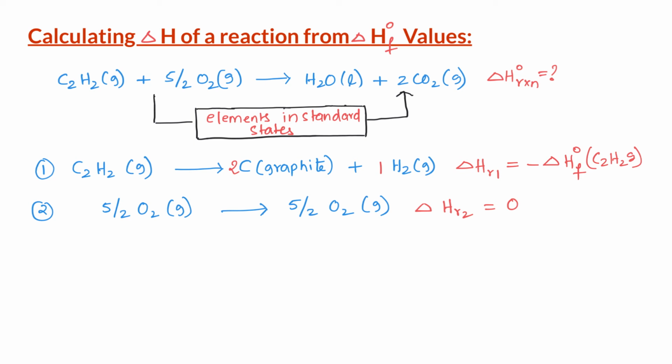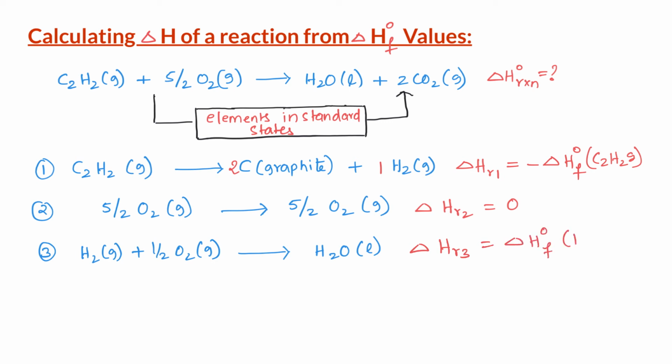Let us now convert all these respective elements in their standard states into products. That is, each product will now be formed from the respective elements in the standard states. So the first product is H2O liquid. This will be formed from H2 gas and half O2 gas. If you look at it, this is actually the formation reaction for H2O liquid. Therefore, the enthalpy change for this reaction is equal to delta H0 F for H2O liquid.